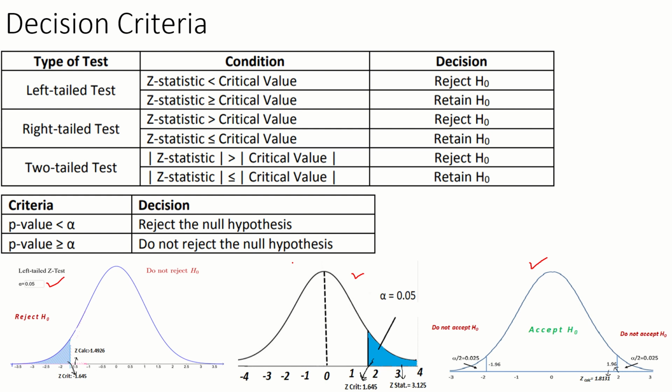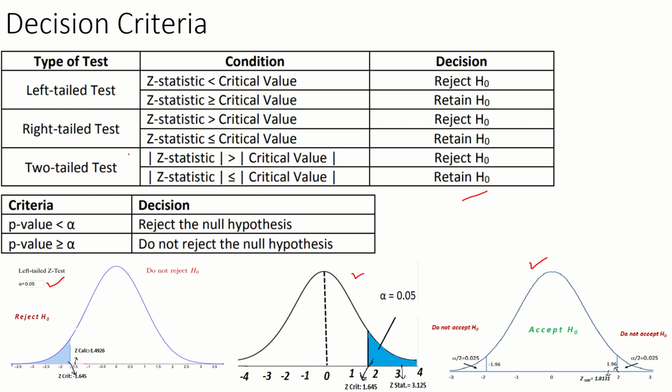Decision rules, we can see Z statistics. In case of left tail, if Z statistics is less than the critical value, we reject H0. When we make decisions on accepting or rejecting, we have to plot it and see whether it falls in the rejection region or the acceptance region. Similarly, in a left tail test, if Z statistics is greater than or equal to the critical value, we have to retain H0, the null hypothesis.